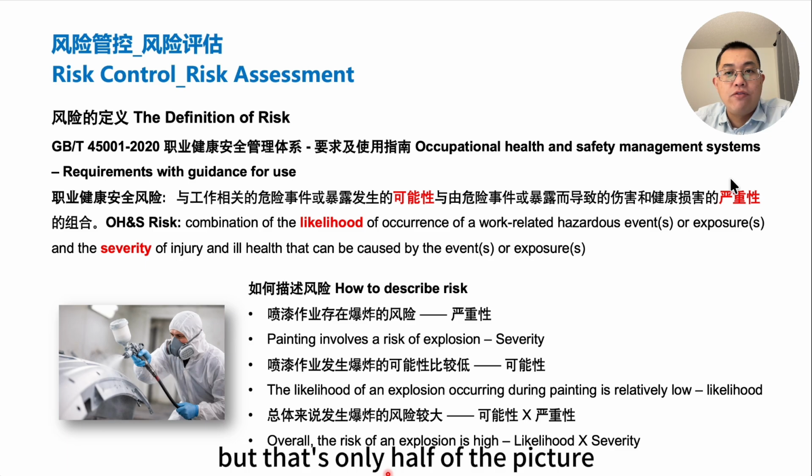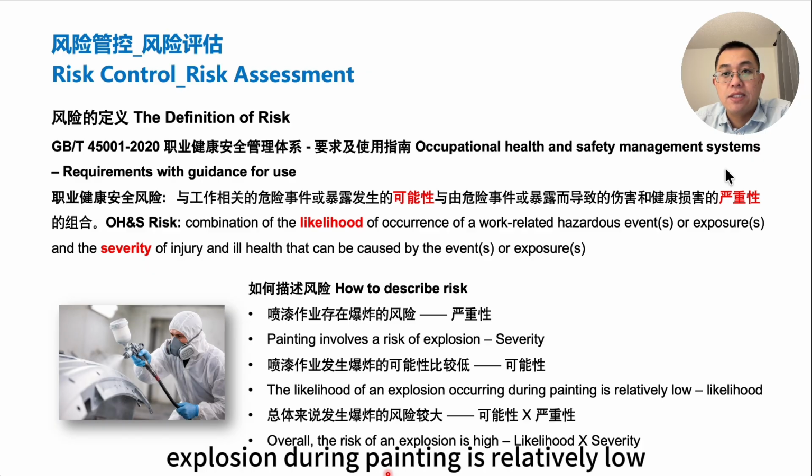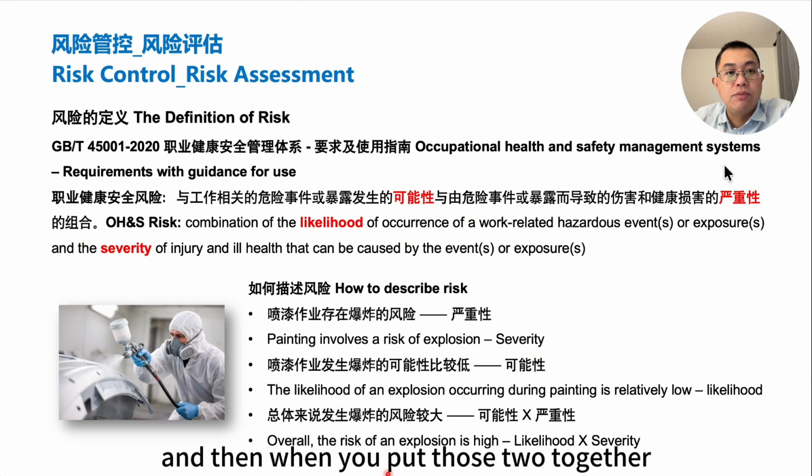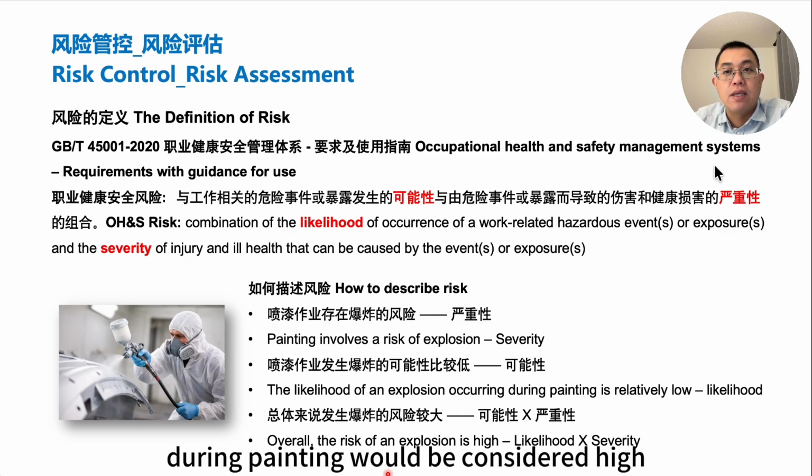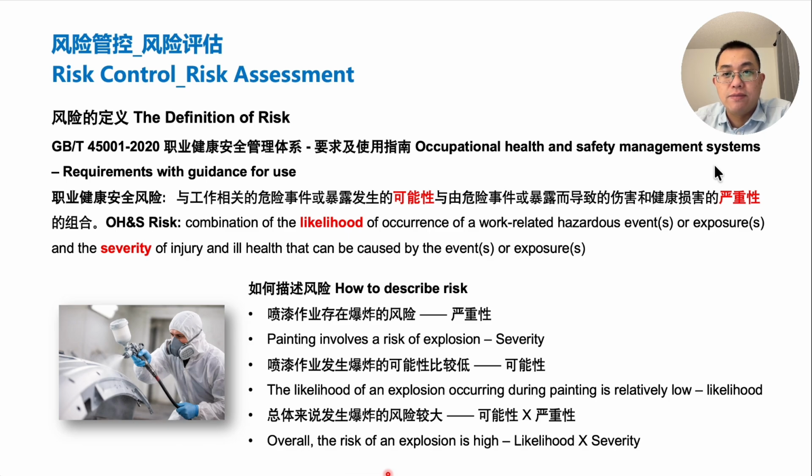But that's only half of the picture. We also need to look at the likelihood. Is it low, medium, or high? So let's say the likelihood of an explosion during painting is relatively low. And then when you put those two together, the severity and the likelihood, you can determine the overall risk level. So in this case, we can say the risk of explosion during painting would be considered high.